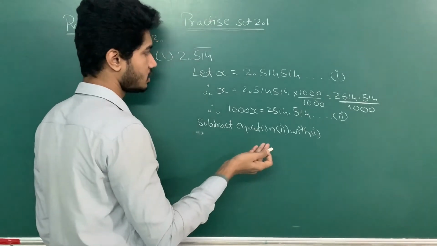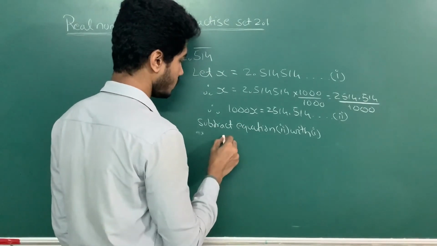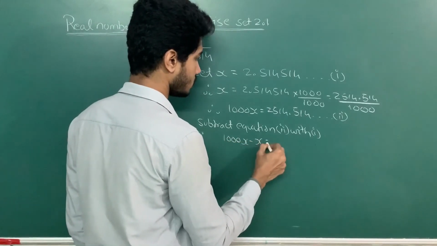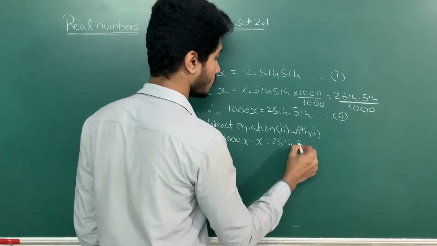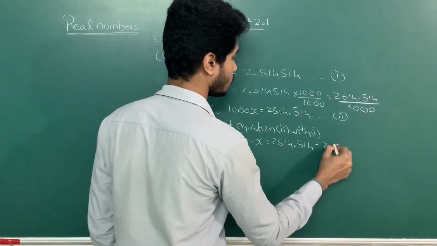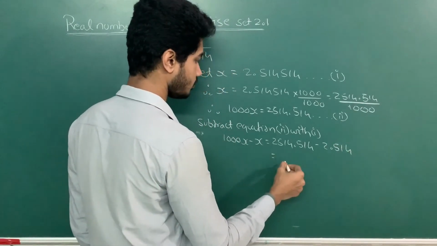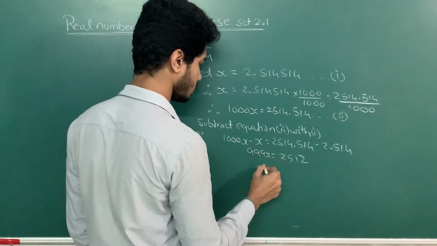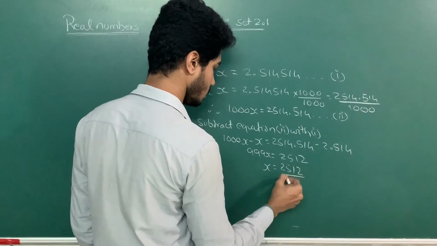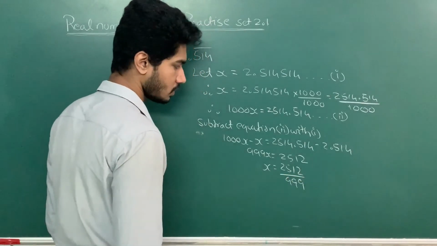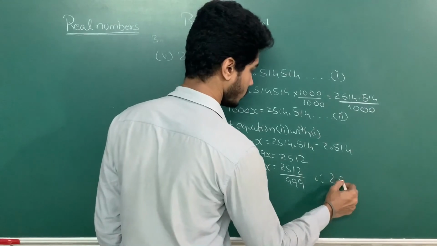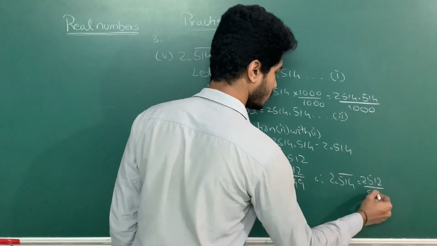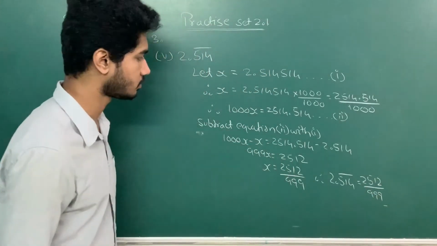Now you subtract the second and the first equation. So you get 1000x minus x is equal to 2514.514 minus 2.514. So you get 2512, and over here you get 999x. So x is equal to 2512 upon 999. So therefore, your 2.514 is equal to 2512 upon 999. So that's it for this part.